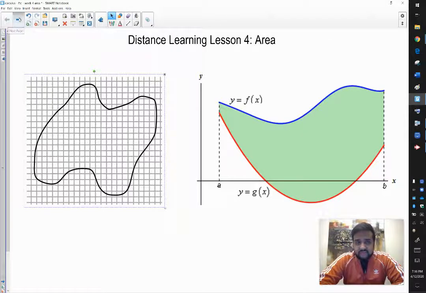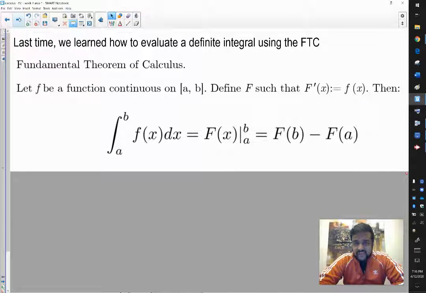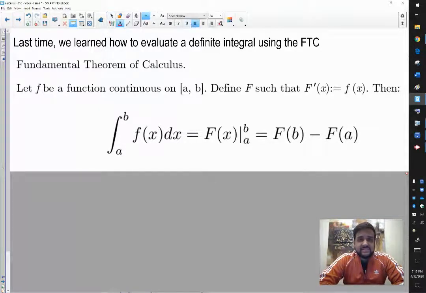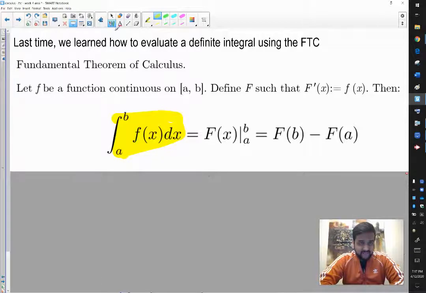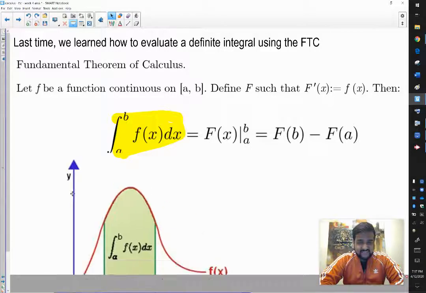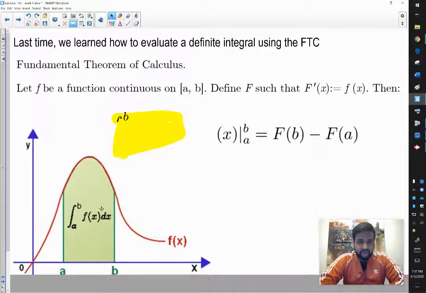So how does this connect to what we recently learned? Well, last video we looked at the fundamental theorem of calculus, which allows us to find a numerical result for a definite integral by taking the antiderivative, plugging in the endpoints, and subtracting. Now it's worth remembering that this element right here represents the area underneath little f of x from a to b. In other words, that space is the same as this green space right here.